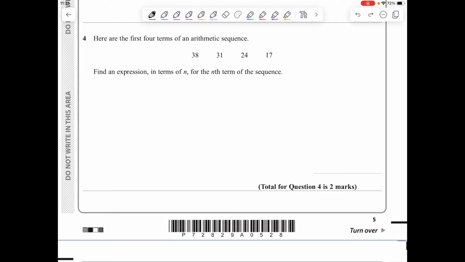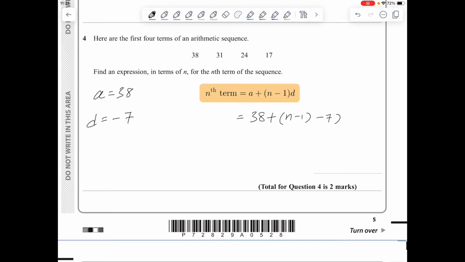For question 4, I'll use the formula for the nth term of an arithmetic sequence, which is the following. Now, a is the first term. In our case, this is 38. d is the common difference, and because I'm subtracting 7 each time, d is minus 7. So let's plug everything into the formula. 38 plus n minus 1 times minus 7. Let's expand: 38 minus 7n plus 7. And if you simplify, you will get 45 minus 7n, which is the final answer.